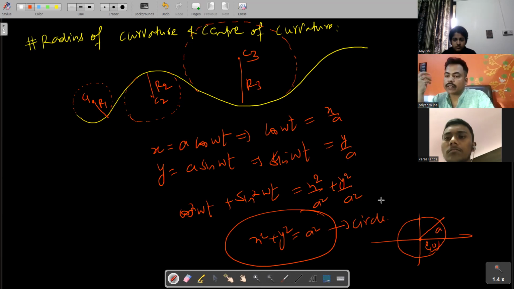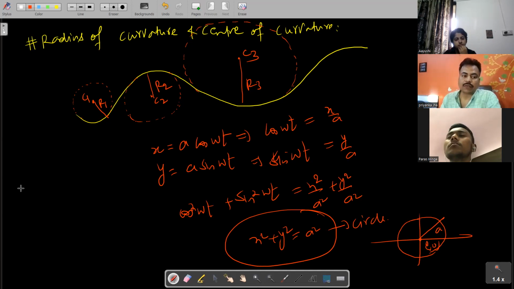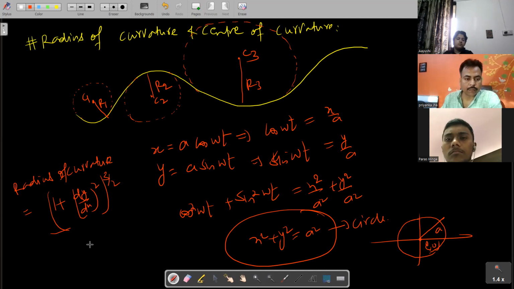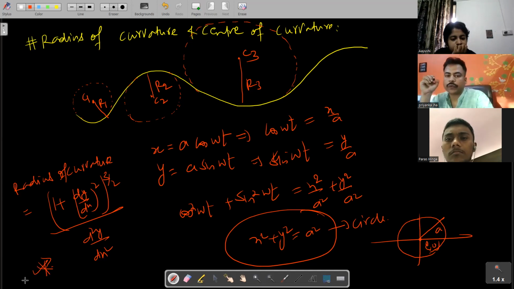But if you get some equation that is not standard, then how would you find the radius of curvature, right? There is a formula for that. The radius of curvature is (1 plus (dy by dx) whole square) to the power 3 by 2, upon d2y by dx square. This you have to remember. I'll show you an example. Note it down first. I'll show you an example.